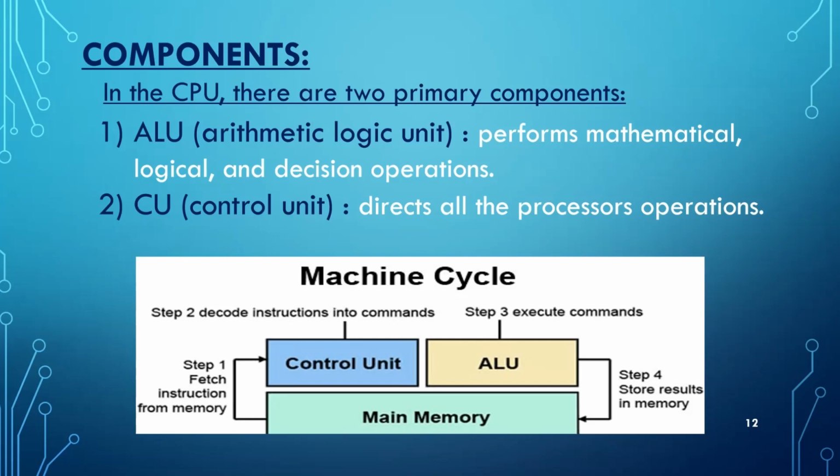We first fetch the instruction from the memory, then we decode these instructions into commands in the control unit, then we execute these commands in the ALU, arithmetic logic unit, then lastly we store these results in the memory, and so on. This machine cycle repeats itself.